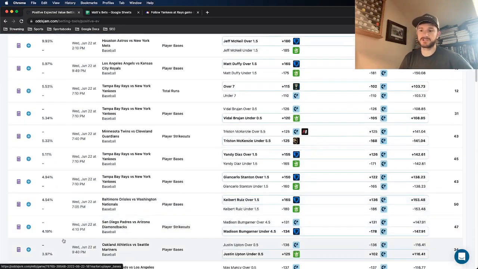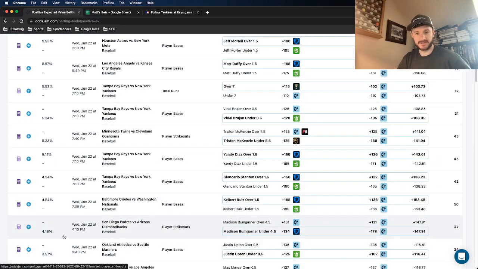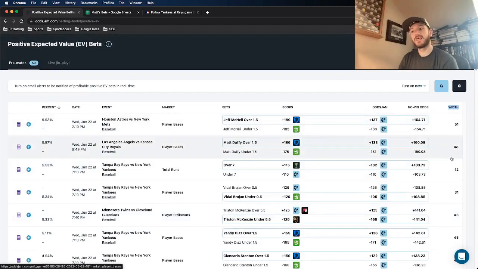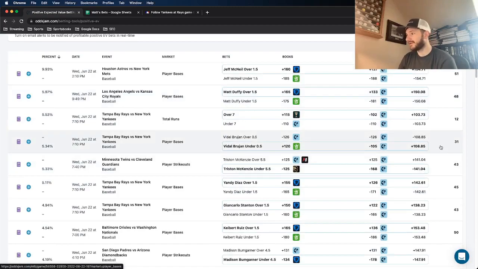And then the EV percent 4 and above is just a way to eliminate variance. Player props, obviously, because they're not game props, they're not spreads, totals, money lines, have a little bit wider variance. So a way to combat that is just to limit the EV percent that you look at. So right off the bat, we see a ton of player props, but a lot of them are outside of the market width, which is okay, but we did find one here on Vidal Bruhan under 0.5 total bases.